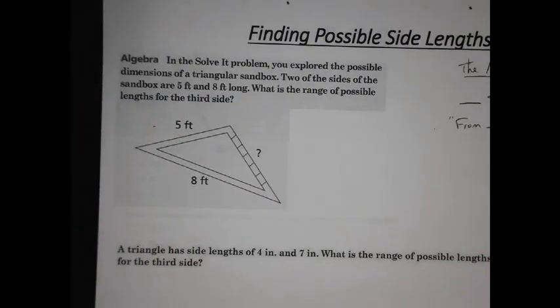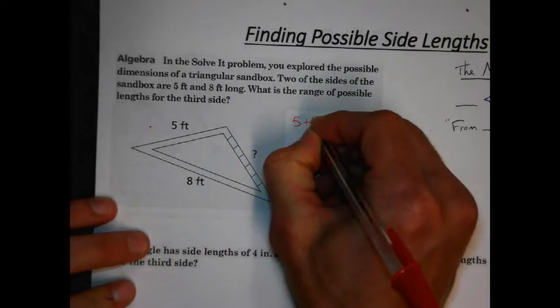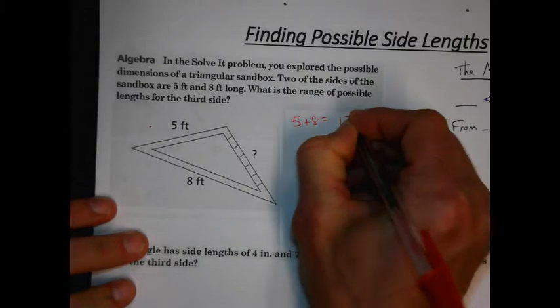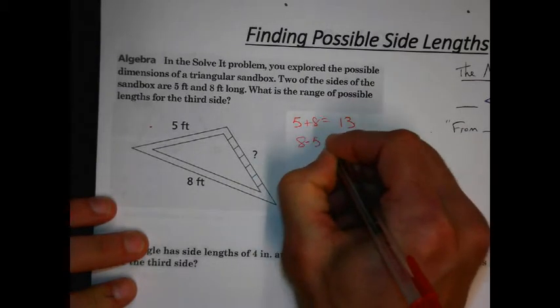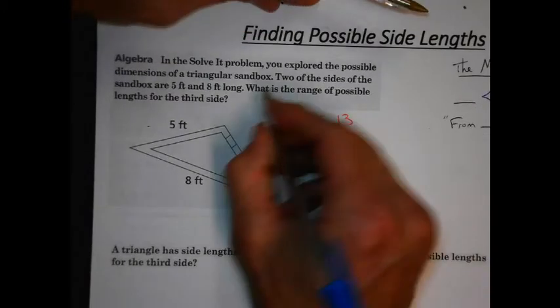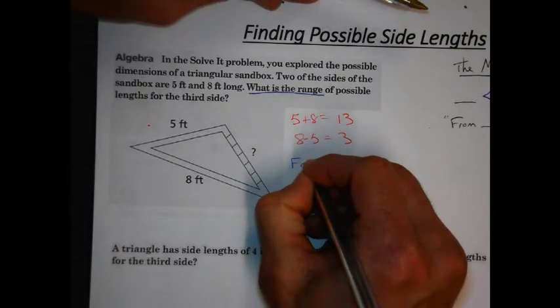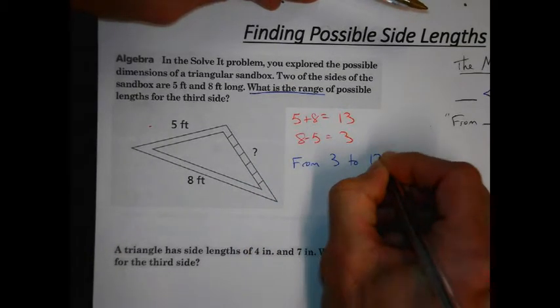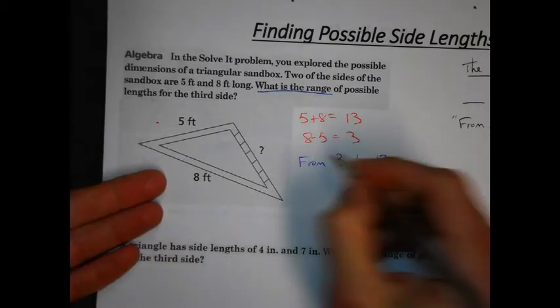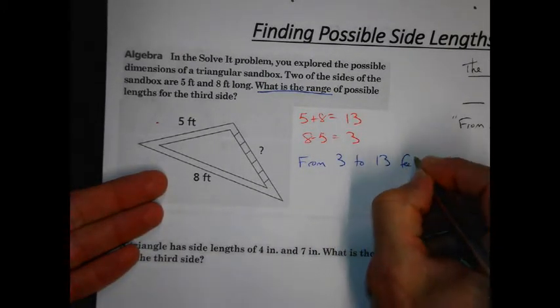Okay, so now we look at this. This is very similar to what we just did. So we have 5 plus 8 is 13, and 8 minus 5 is 3. So that means the third side has to be between 3 and 13. Okay? So we can say the range, right? What is the range of possible lengths? It's from 3 to 13. Okay, so from 3 to 13, that's the range. That is actually the answer. Feet, by the way. 3 to 13 feet. That is the answer to this.